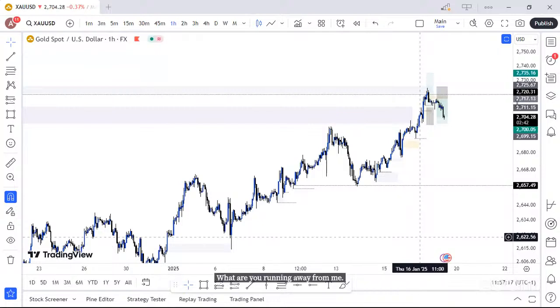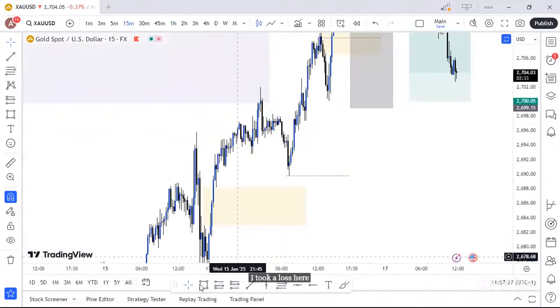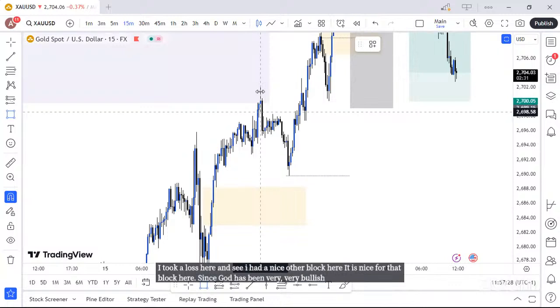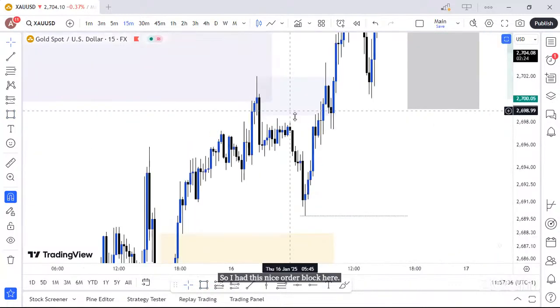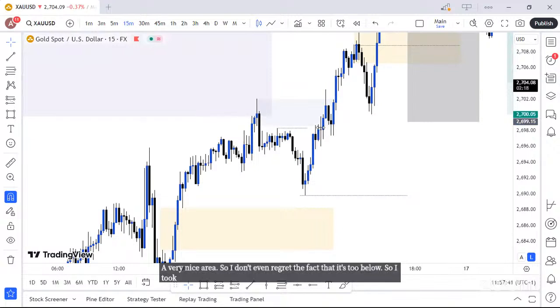So I had a loss on gold in this area. I took a loss here. See, I had a nice order block here, since gold has been very, very bullish and been going up to the upside for a very long time. So I had this nice order block here with my inducement. It was a very nice area, so I don't even regret the fact that I took the loss. So I took a trade here and I lost the trade.